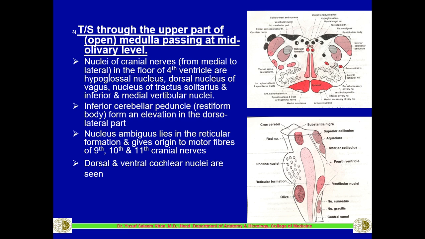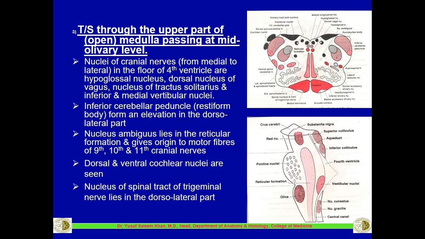Dorsal and ventral cochlear nuclei can also be seen. Here, these are the ventral and this is the dorsal cochlear nuclei. So the cochlear nuclei with the vestibular nuclei will form the vestibulocochlear nerve nuclei. Then the nucleus of the spinal tract of the trigeminal nerve. Here you can see this is the nucleus of the trigeminal nerve, and this is the spinal tract of the trigeminal nerve. So this is the nucleus and this is the tract of the trigeminal nerve, which is present on the dorsolateral side.